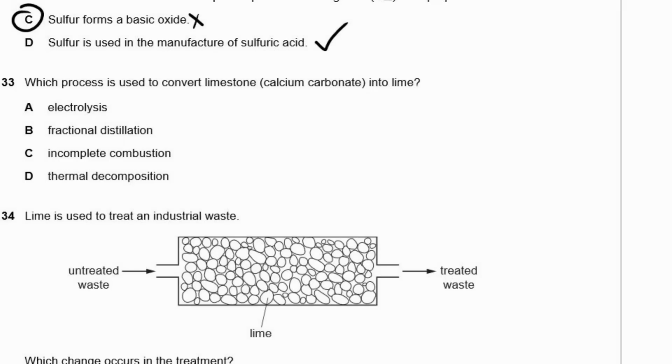Question 33. Which process is used to convert limestone, calcium carbonate, CaCO3, into lime, CaO, plus O2? Okay. All right, so what's the process? Electrolysis? No, we use salts in electrolysis. Fractional distillation? No, fractional distillation is for separation of substances. Incomplete combustion? Well, you're not reacting with oxygen, so that's not very useful. Thermal decomposition? Basically, they heat it, and it breaks down into calcium oxide, or lime, and oxygen. So yes, it's D.